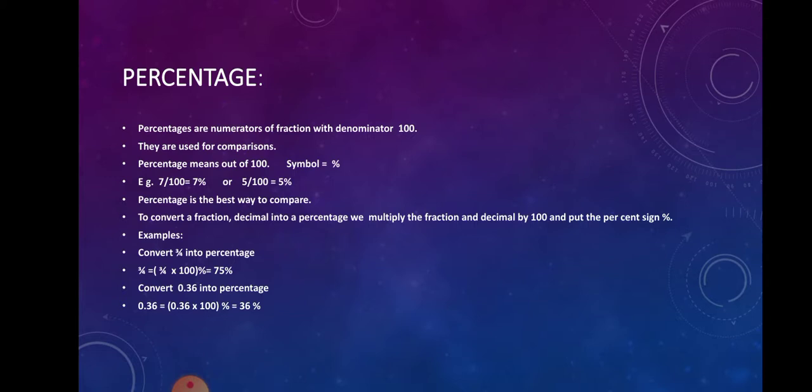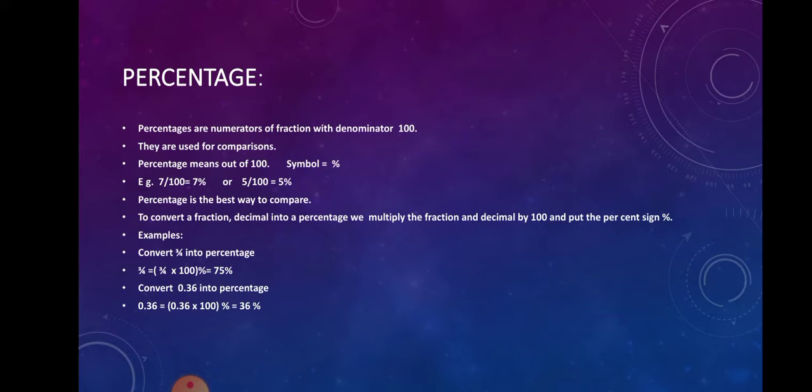Similarly for a decimal, if 0.36 is to be converted into percentage, first 0.36 multiplied by 100. Converting 0.36 into a fraction, it will be 36 by 100. So 100 and 100 cancel and we get 36 only, and we put the percentage sign. Similarly, we find many questions, how to find the percentage of numbers, marks, everything. Whatever we have to compare, we find with the percentage.